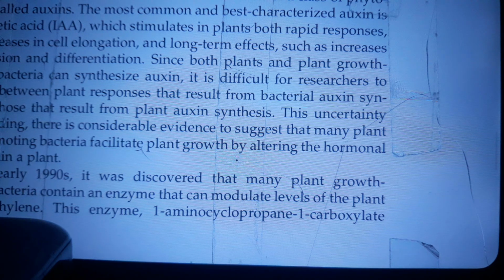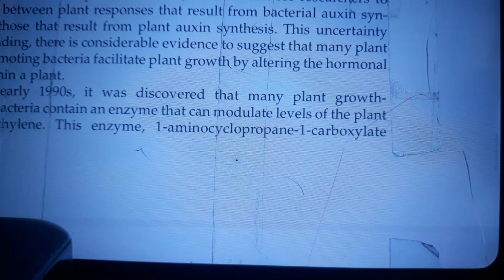Since both plants and plant growth promoting bacteria can synthesize auxin, it is difficult for researchers to distinguish between plant responses that result from bacterial auxin synthesis and those that result from plant auxin synthesis. This uncertainty notwithstanding, there is considerable evidence to suggest that many plant growth promoting bacteria facilitate plant growth by altering the hormonal balance within a plant.